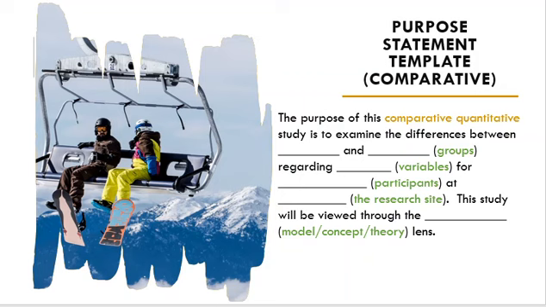Finally, use this template here if you are collecting comparative data, if you're looking at the difference between groups regarding a particular variable or variables. The purpose of this comparative quantitative study is to examine the difference between blank and blank, the different groups, or whatever you have, regarding the variables for the participants at the research site. The study will be viewed through whatever lens is appropriate for your theory.